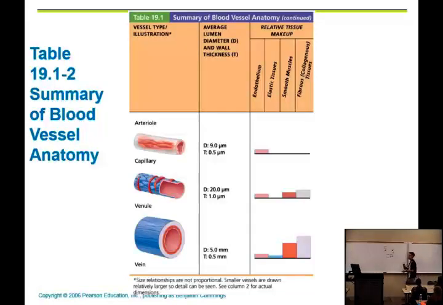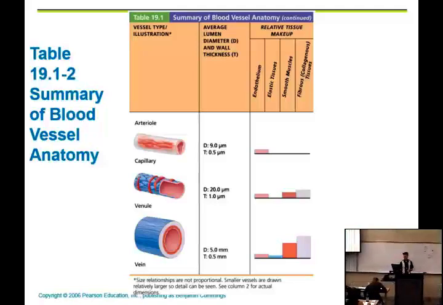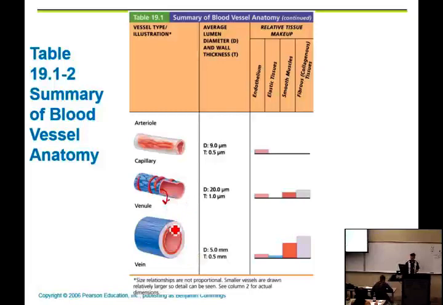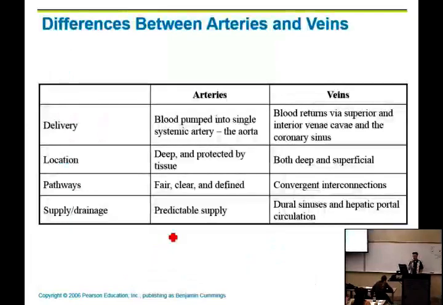Thin walls for capillaries, relatively thin walls, but a little bit thicker for venules so that we can get some escape still. And then once we get to veins, we have a thicker wall, but not as thick as what we saw before in terms of arteries, okay? So being able to compare our arteries and our veins is going to be important, right? Because it's a good example of what we keep saying of structure and function.